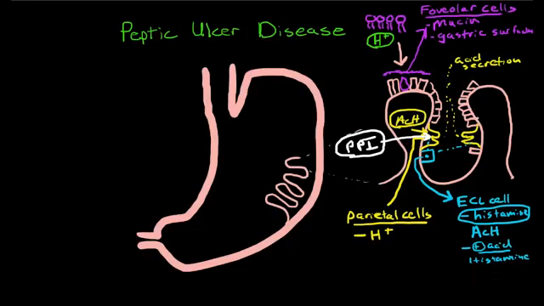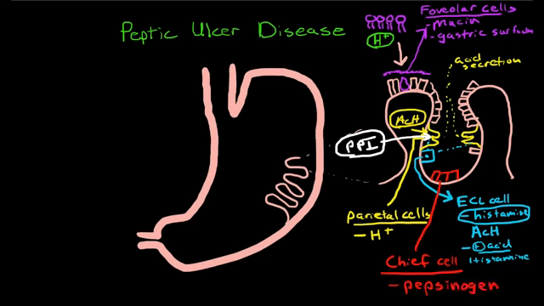Now our columnar epithelium continues all the way down to the bottom, and at the bottom of the pit we find what are called chief cells. The chief cells secrete pepsinogen. Pepsinogen is an enzyme that breaks down protein, so it's a protease. And this is also stimulated directly by acetylcholine.